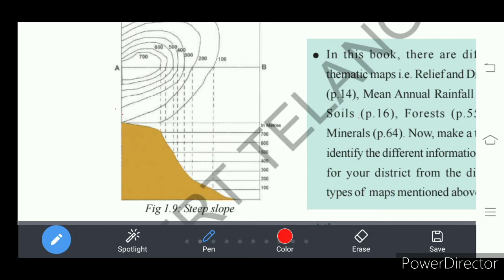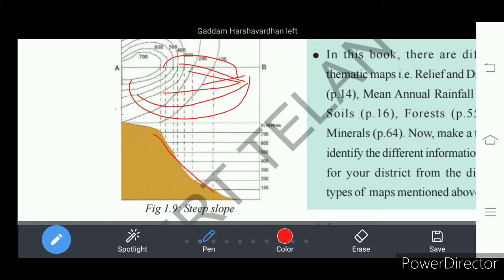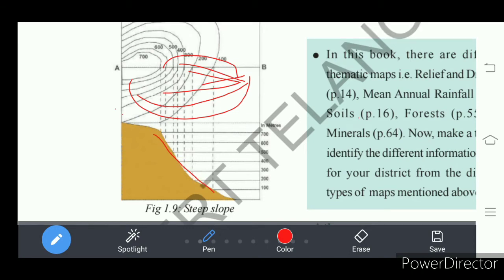How can you recognize it is a steep slope? Based on the distance between contour lines. How is the distance among all these contour lines? Very small, right? So we can understand the place is with a steep slope. When you see the contour lines are very near, you should understand the place is with a steep slope.